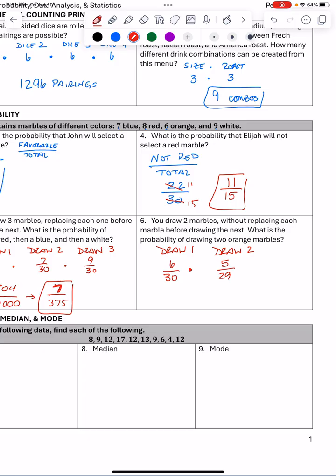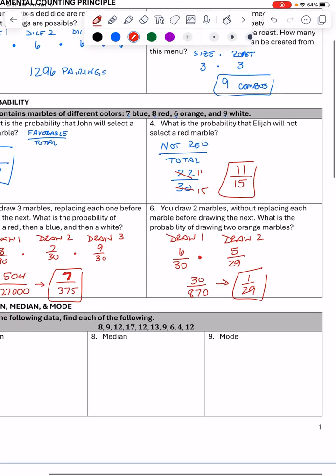So we do the same thing. 6 times 5 is 30. 30 times 29 is 870. Okay, and then if we reduce that, we can actually divide out 30 and we have a 1 out of 29 chance of drawing back-to-back oranges, okay?